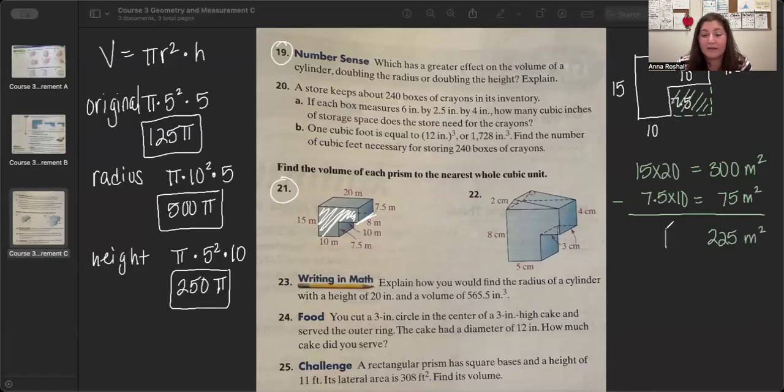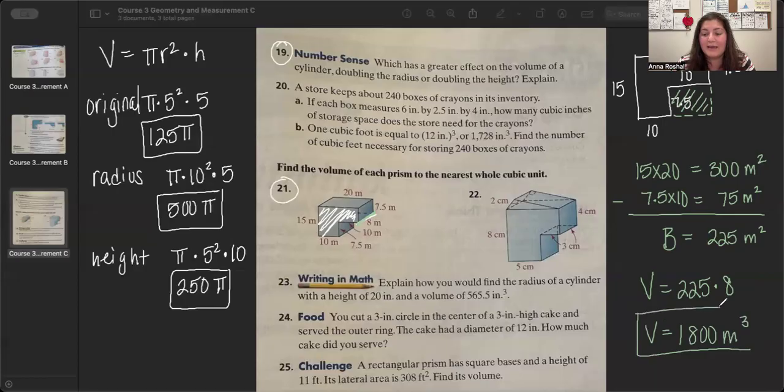That is the area of the base. That is my big B that I need for the volume. So for the volume, I'm going to have 225 multiplied by the height. The height of this particular prism, sorry, I don't know why I keep saying pyramid, is 8 meters. So I'm going to take this 225 and multiply it by 8, and I get that my volume is 1,800 cubic meters.